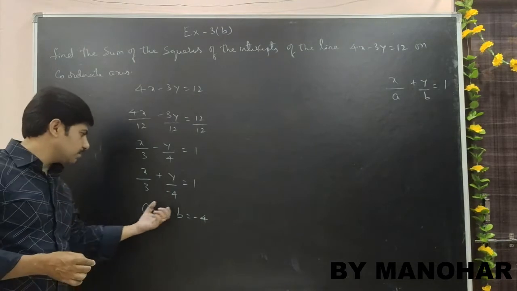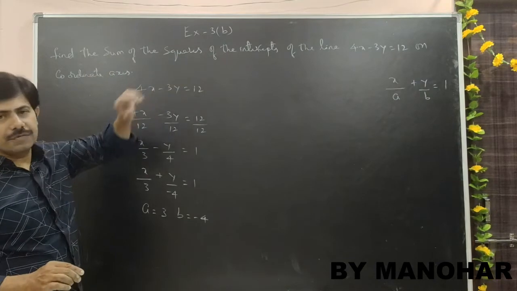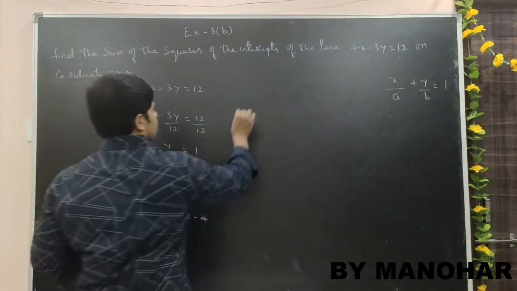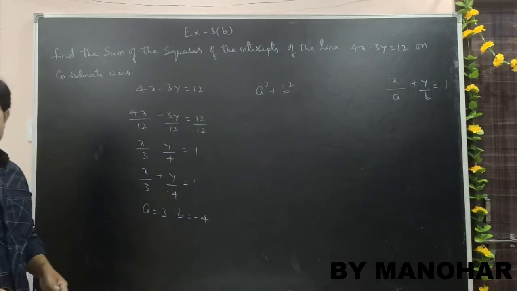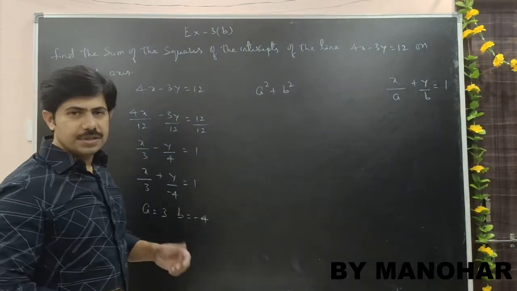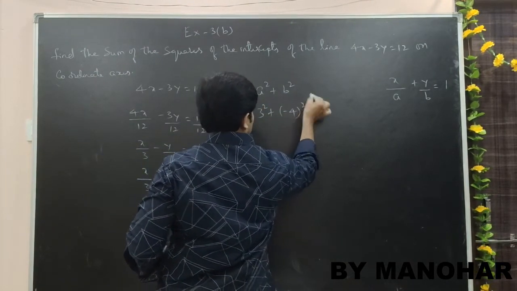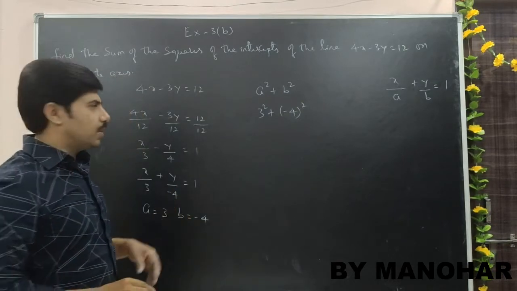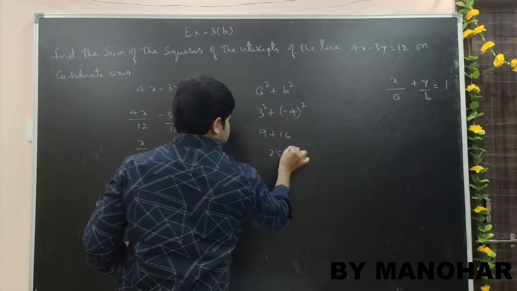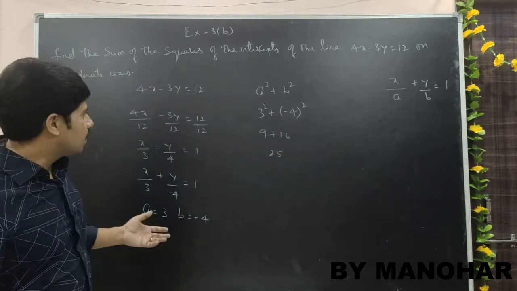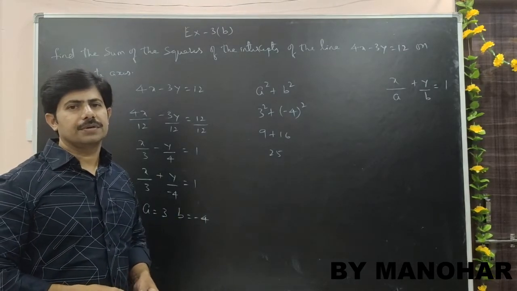Now we have x intercept and y intercept. Now what we have to find? We have to find out the sum of the squares of intercepts. That means sum of the squares of intercepts means you need to find a square plus b square. Okay, so a value is 3, so just do 3 square plus of minus 4 whole square. Right? So what is 3 square? 3 square is 9 and minus 4 square is 16. What is 9 plus 16? It is 25. So the sum of the squares of intercepts is 25. Okay, so this problem is completed.